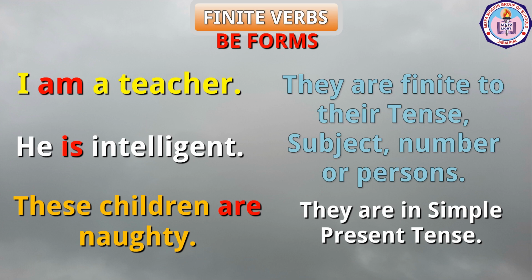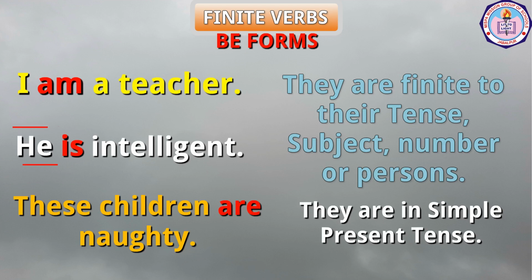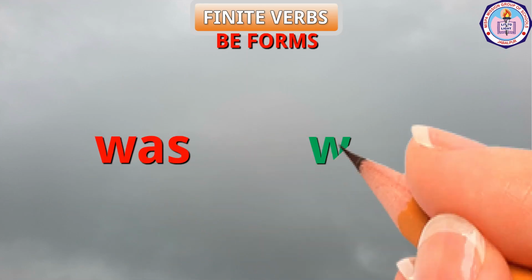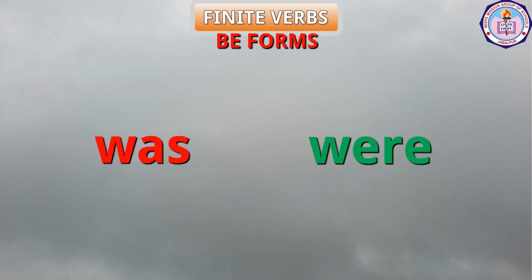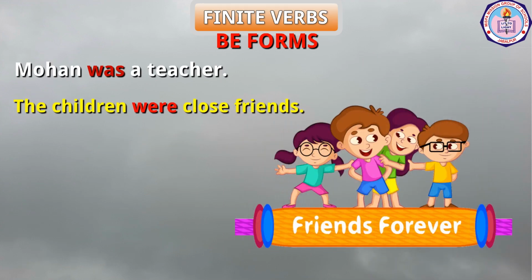The finite verb am agrees with the subject I, first person, and singular. The finite verb is agrees with the subject he, third person, and the number is singular. The finite verb are agrees with the subject children, third person, and its number is plural. In the same manner, was and were act as finite verbs in simple past tense also. For example, Mohan was a teacher. The children were close friends.